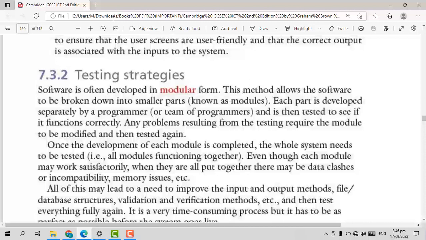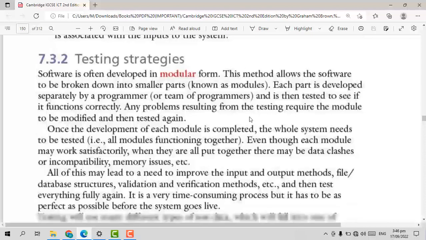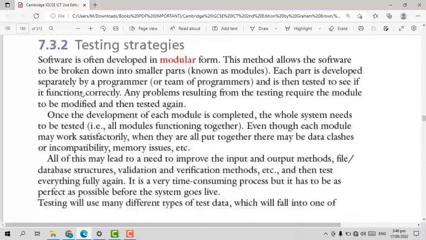Now, this is what we mean by module. A module is only part of the system. So software is often developed in modular form. Basically, every app or every software is developed by modules, right? This method allows the software to be broken down into smaller parts, known as modules. Each part is developed separately by a programmer or a team of programmers, and is then tested to see if it functions correctly. Any problems resulting from the testing require the modules to be modified and then tested again.